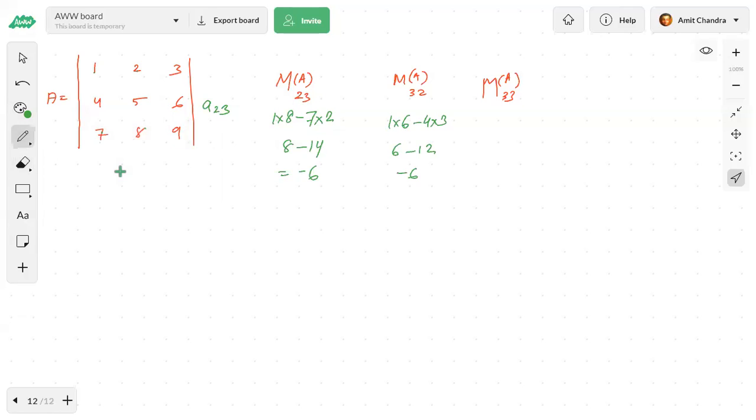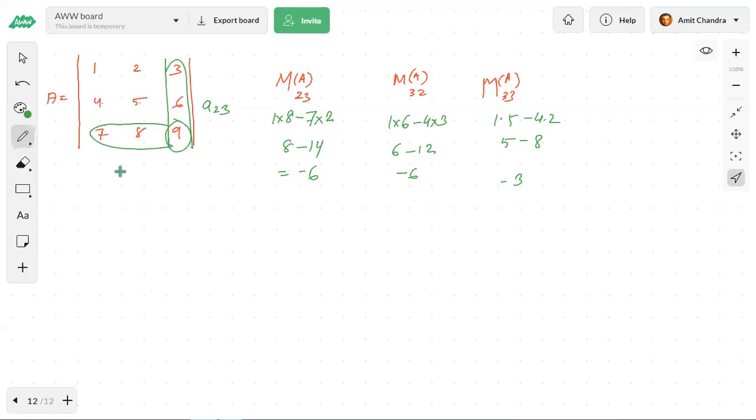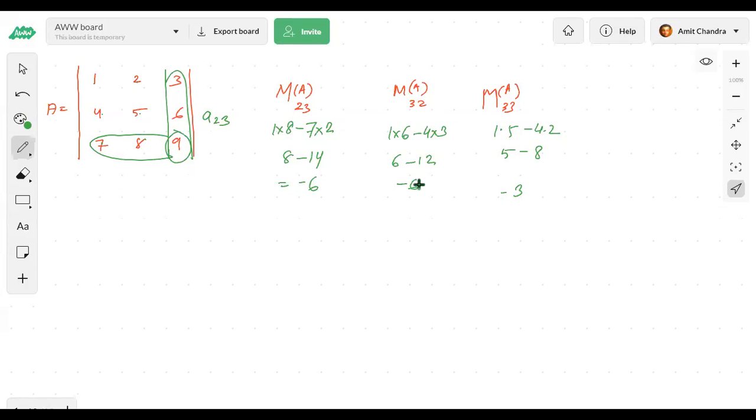Now the last one is M33. For this element I will remove this column and this row. That gives 1 into 5 minus 4 into 2. So this is 5 minus 8, which is -3. So the answers are -6, -6, and -3. Okay, everybody's okay?